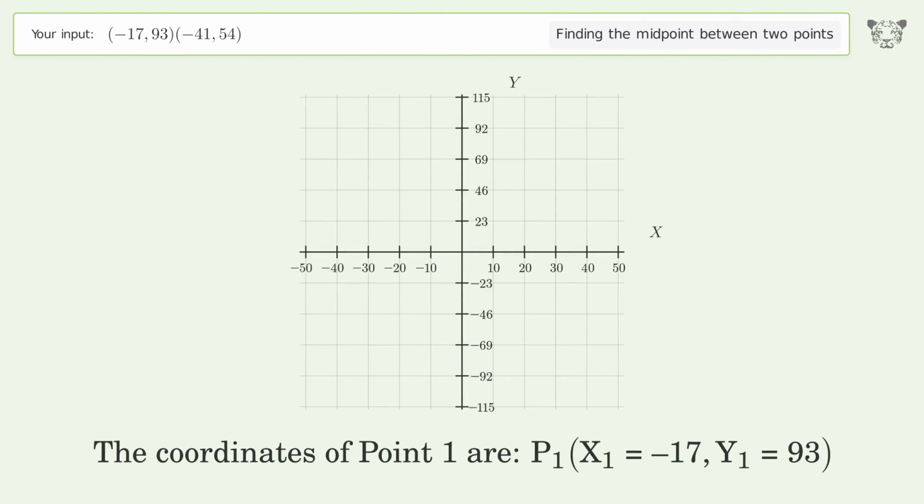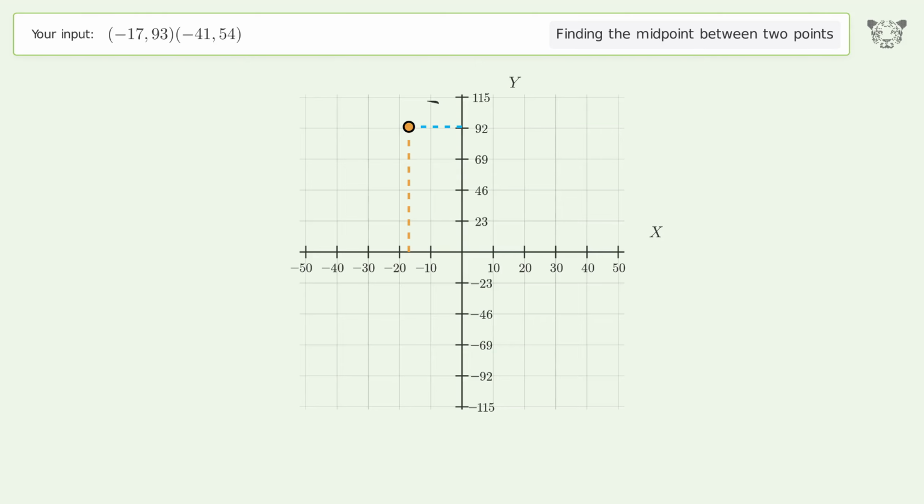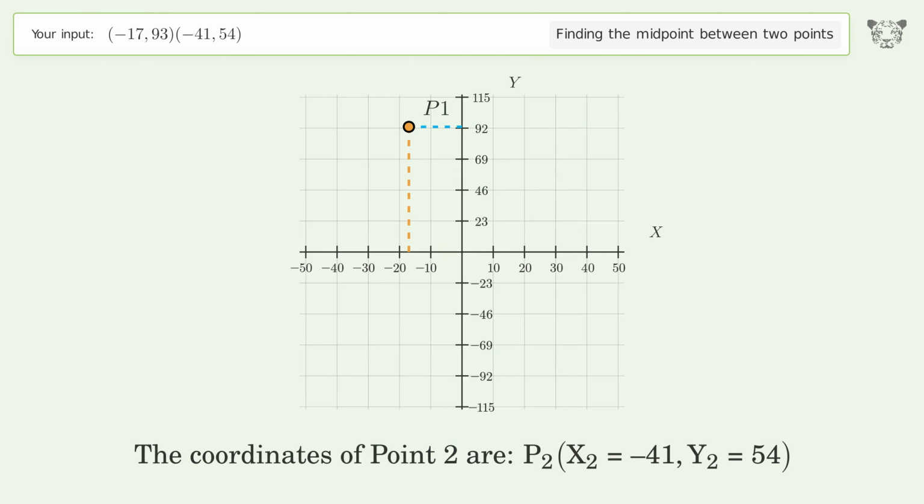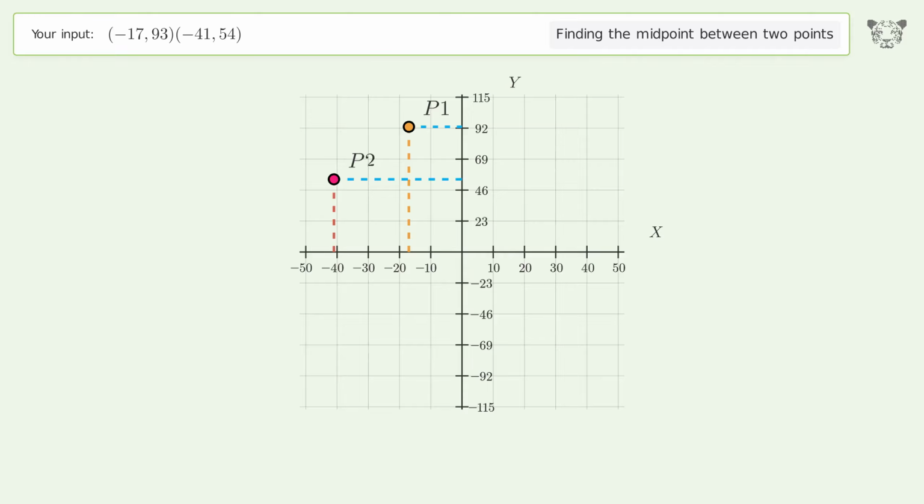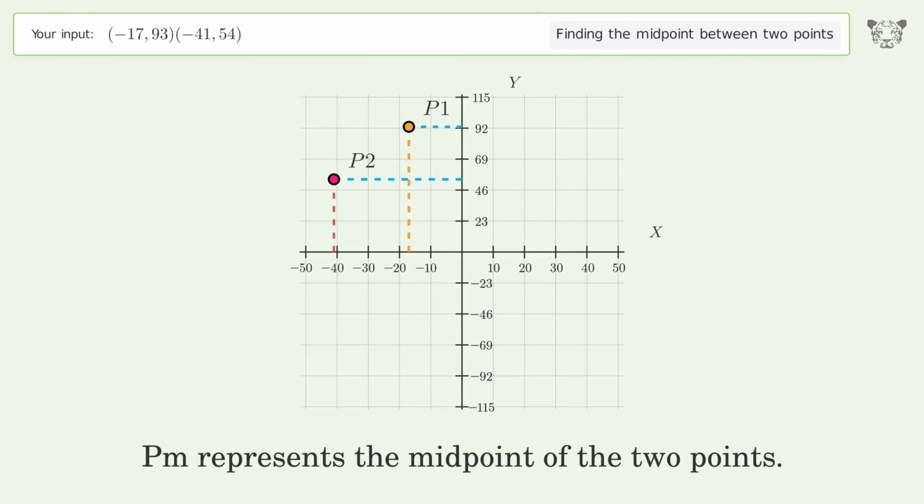The coordinates of point 1 are, x1 equals negative 17, y1 equals 93. The coordinates of point 2 are, x2 equals negative 41, y2 equals 54. PM represents the midpoint of the 2 points.